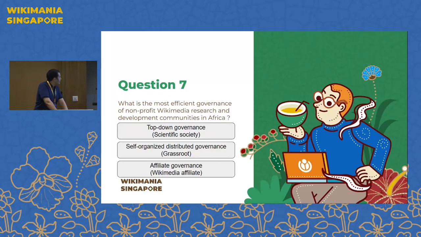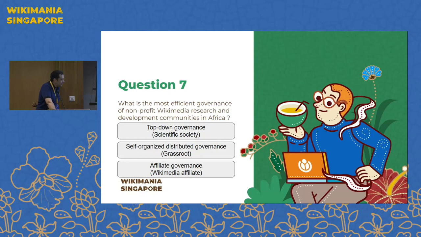So, well, question number 7. What is the most efficient governance of non-profit Wikimedia research and development communities in Africa? There are 3 models, actually, for the management of non-profit research communities in Africa. All of them are working with Wikimedia researchers, by the way. There is the top-down governance, scientific societies that have chapters, working groups, etc. We have the self-organized distributed governance, what is called the grassroots. And there is the affiliate governance, which is a Wikimedia affiliate that has a subgroup related to Wikimedia research.